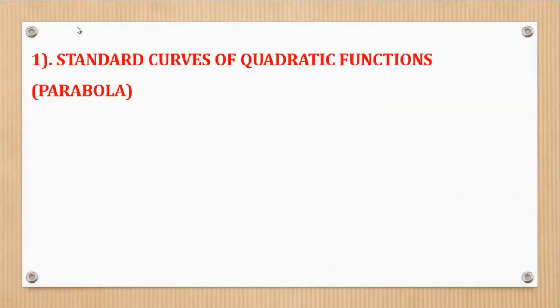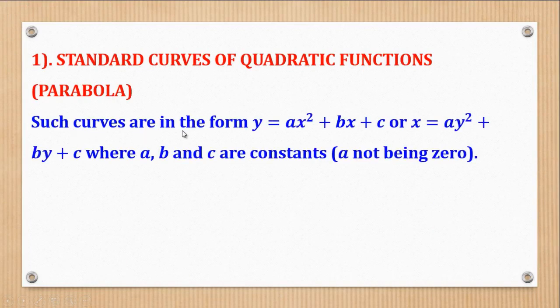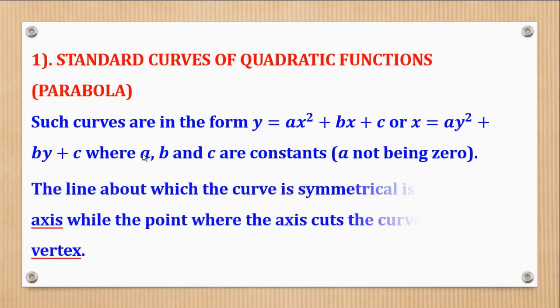So we shall begin with standard curves of quadratic functions. Such curves have a special name, parabola, and such curves are in the form y equal to ax squared plus bx plus c, or x equal to ay squared plus by plus c, where a, b, and c are constants. In other words, they can be integers or fractions, and a is not equal to 0. So b and c can either be 0 or not, but a must never be equal to 0.